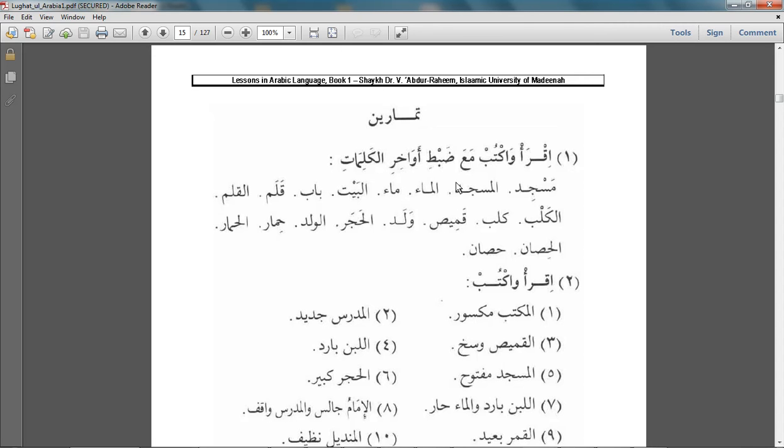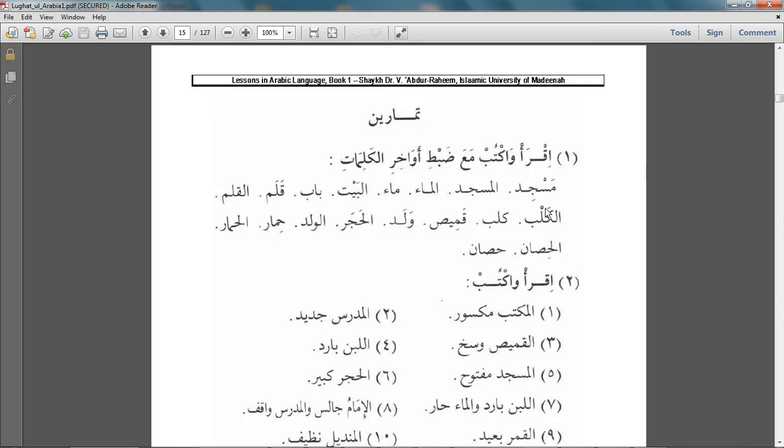In this case, and remember also that the default haraka for every noun is always dhamma. Okay? Unless there is something to change it, the default is always dhamma. Okay, so keep that point in mind for the future.